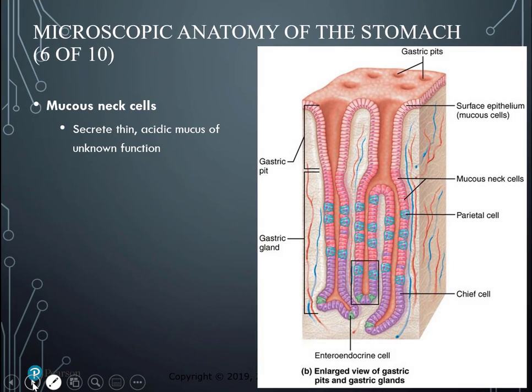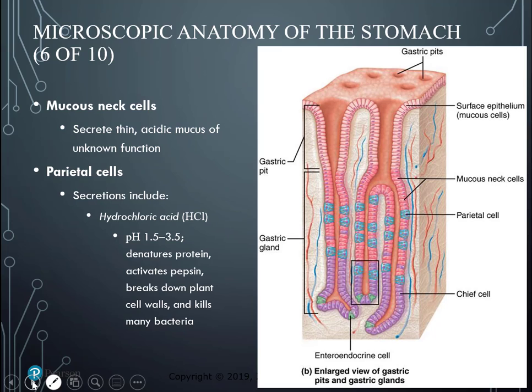So the mucous neck cells, these are your mucous neck cells right there. Those pink ones are the mucous neck cells. They secrete very thin acidic mucus, which is pretty much of a known origin, okay? The parietal cells on the other hand, the blue cells right there, okay, are the ones that would be secreting hydrochloric acid, and therefore it creates a very acidic pH in the stomach from 1.5 to 3.5.